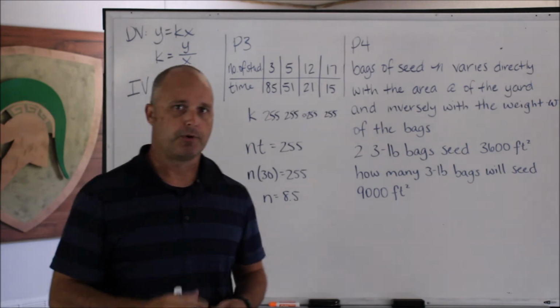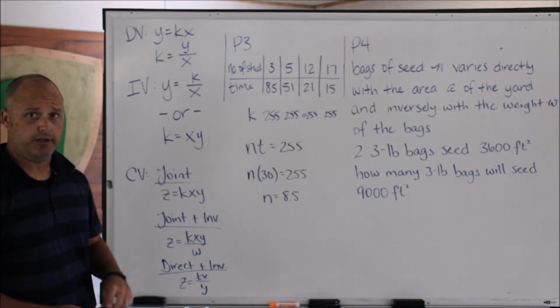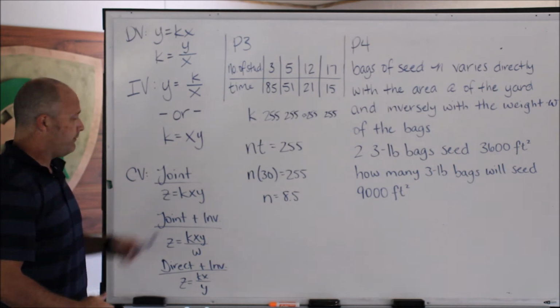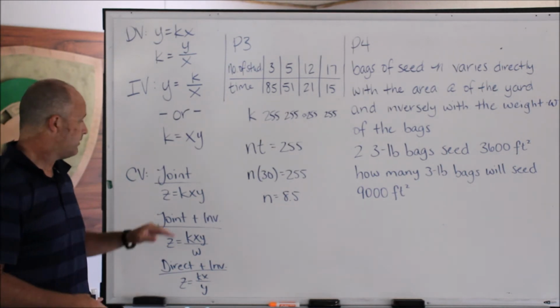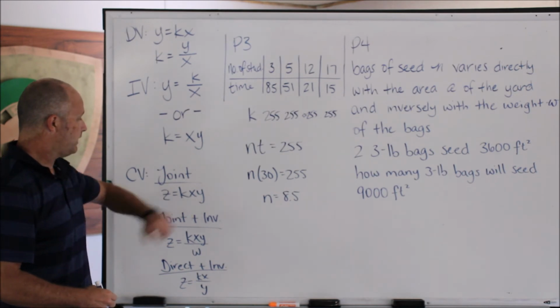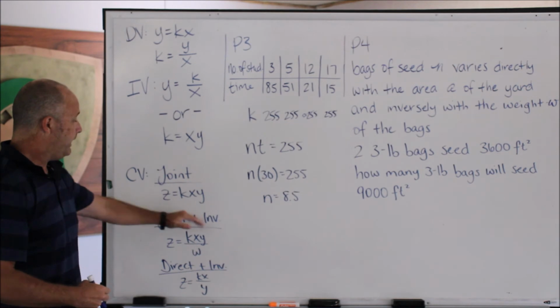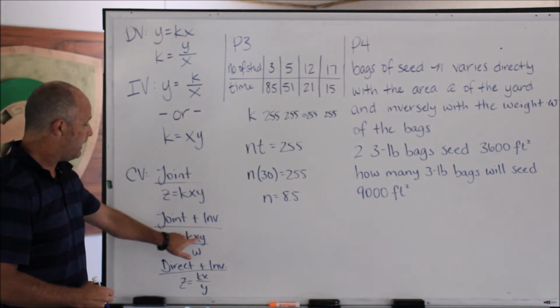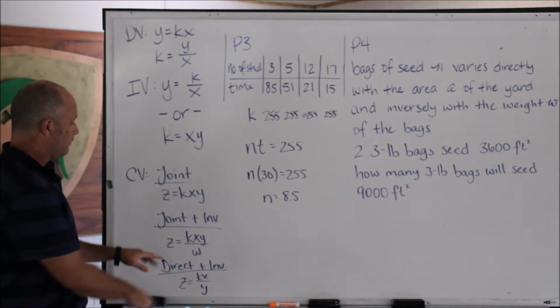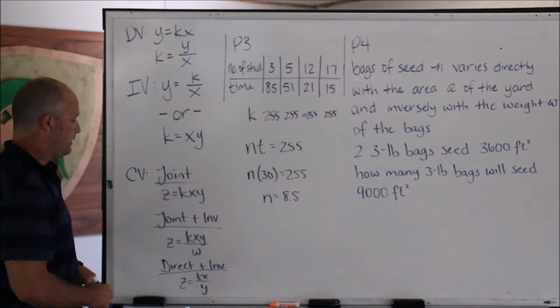Okay, before we move on to problem number 4, we're going to take a look at a couple more formulas that you're going to need. Joint variation just means that we're going to be multiplying more than one thing together. So that's going to be z equals k times xy. If we get joint and inverse variation, then it's going to resemble something like z equals kxy over w. So the joint is going to be in the numerator, and the inverse is going to be in the denominator.